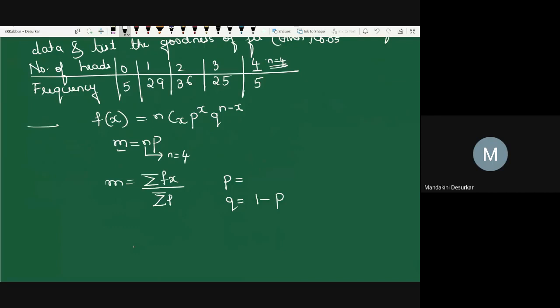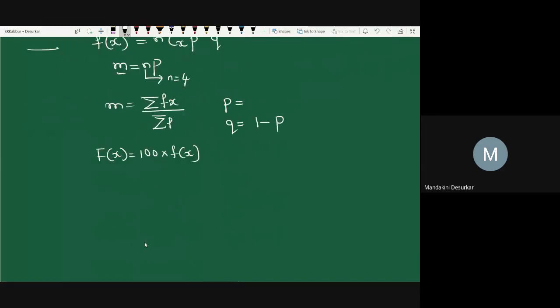As it is tossed, how many times is it being tossed? 100 times. So what I have to do, capital F of x is equal to 100 into your f of x. Now find it for 0, 1, 2, 3, 4. Once you get all the values, you have your expected and your observed frequency. Clear, no? You are finding it for 0, then 1, 2, 3, 4. Find all the values. Then Oi and Ei.